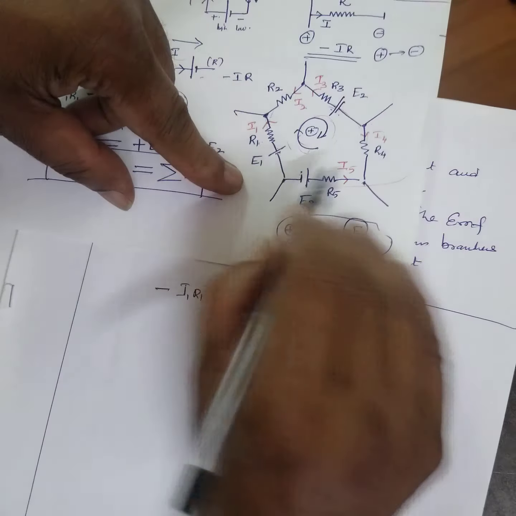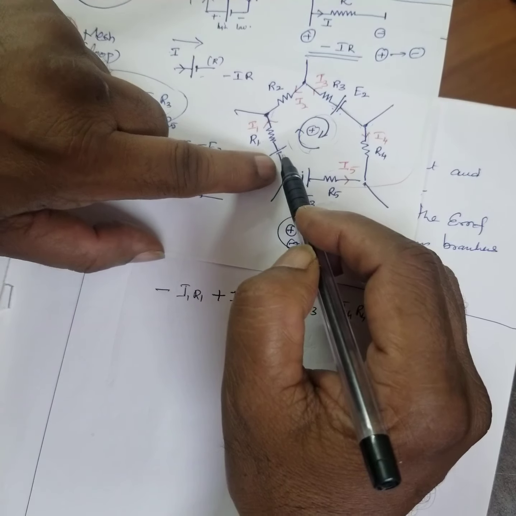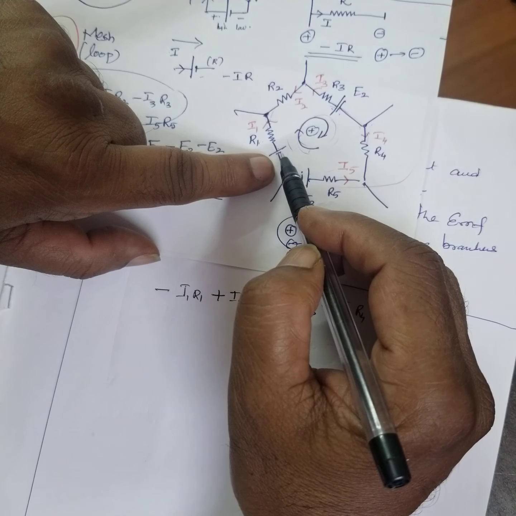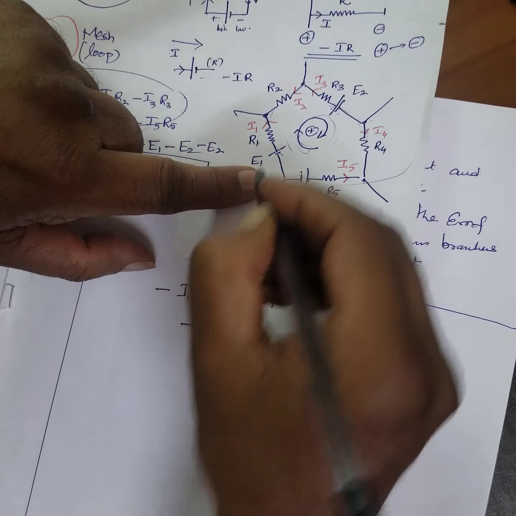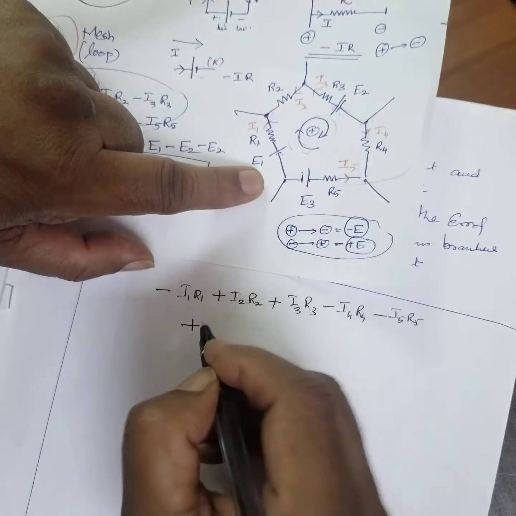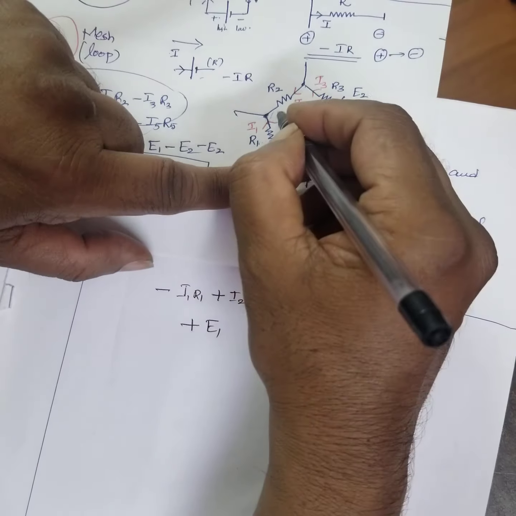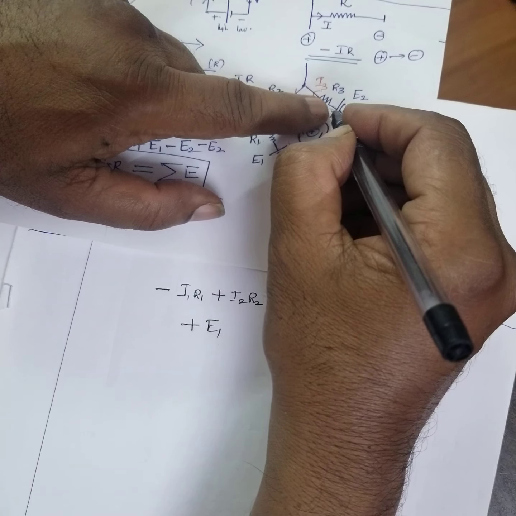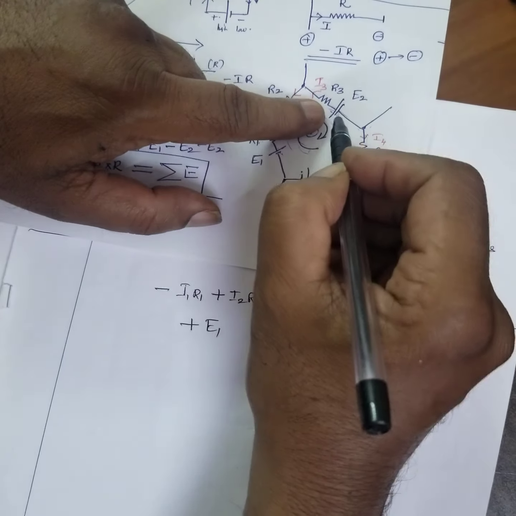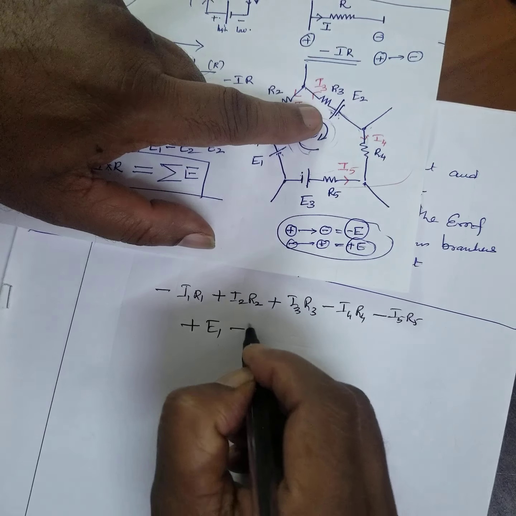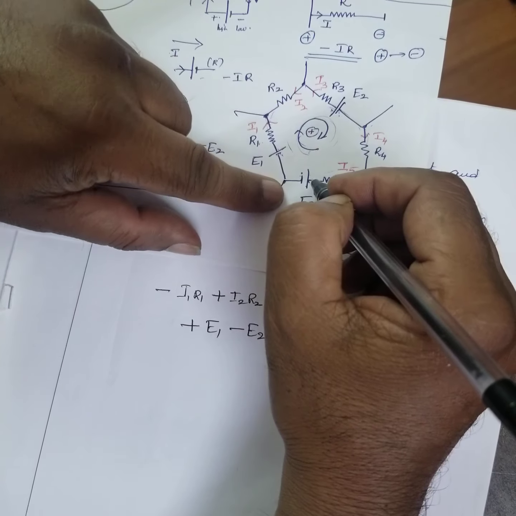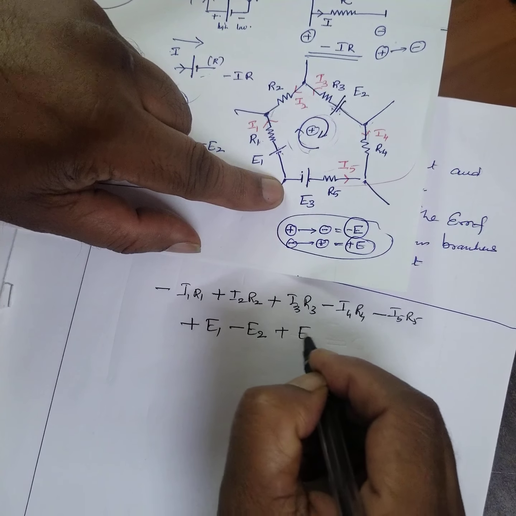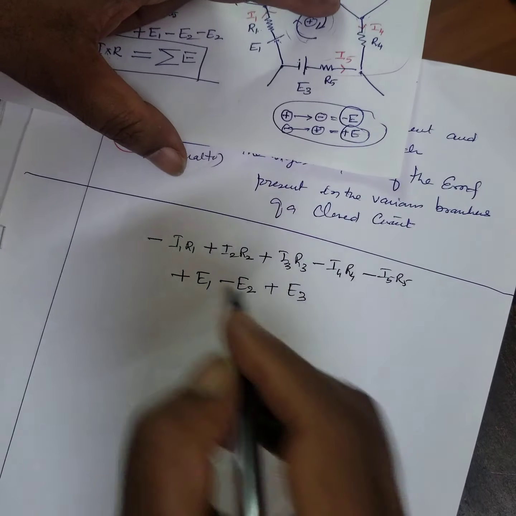Don't put equal here. Again E1, I'll start. I'm going from negative to positive, you are improving, right? E1. Again here, positive to negative, the potential is decreasing. Then again, here negative to positive, E3. Now what I do is equal to 0.